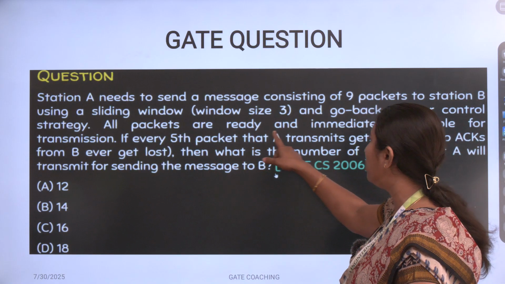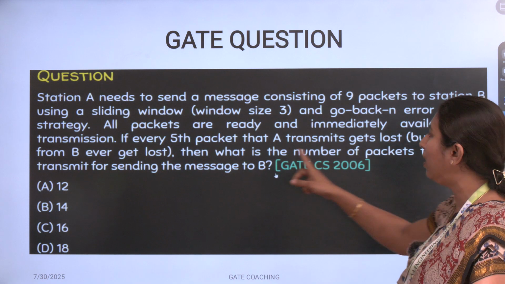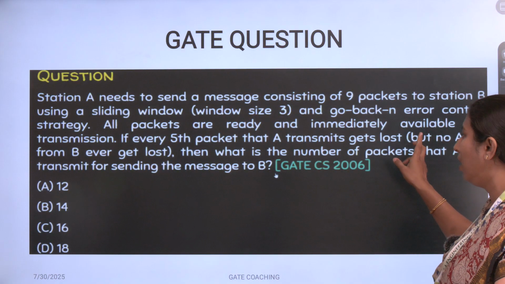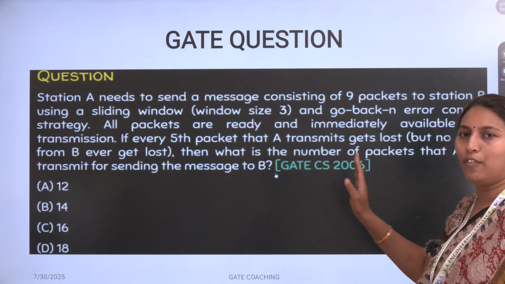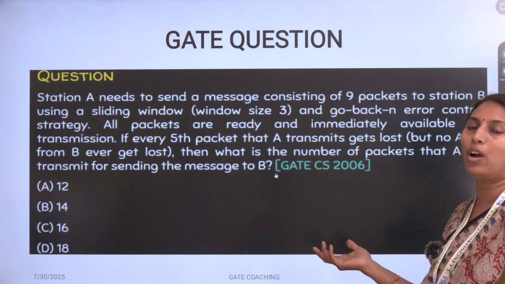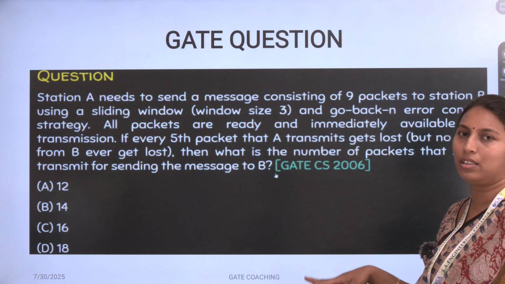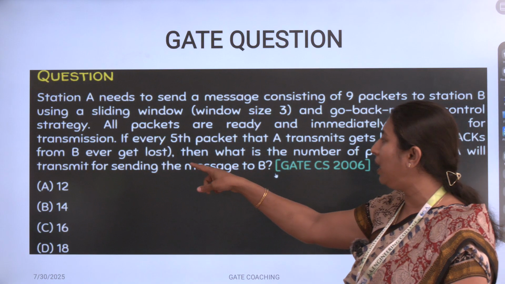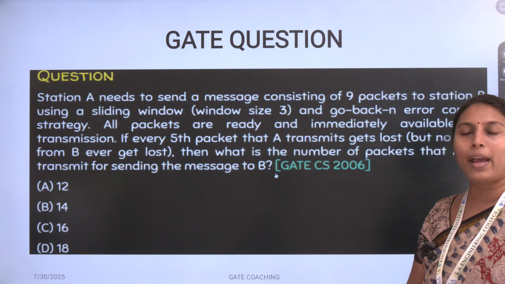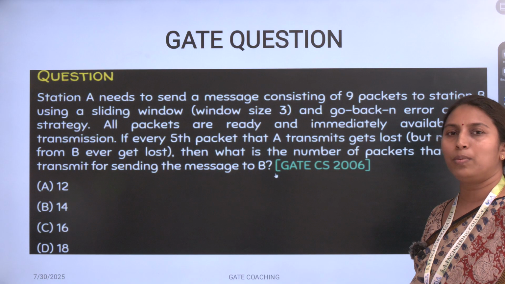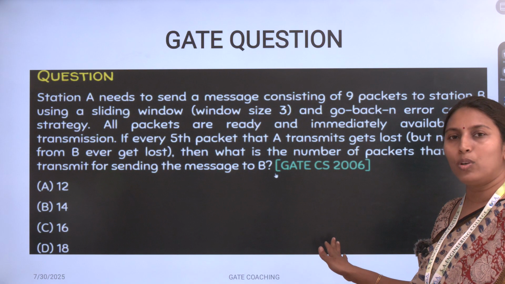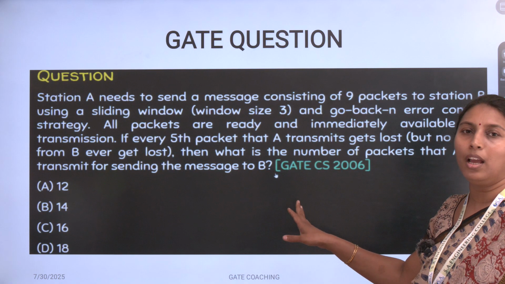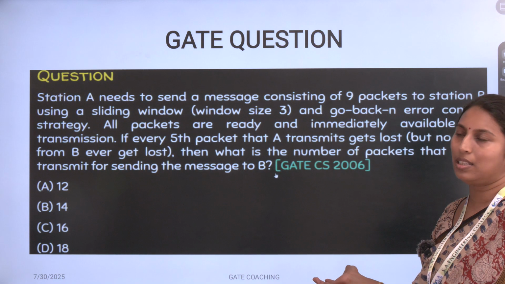Next, all the packets are ready and immediately available for transmission now. Every 5th packet that A transmits gets lost. A is transmitting each and every packet, and every 5th packet the sender sends is lost, as given in the question. But we should also know that no acknowledgement from B ever gets lost. Only the packet from sender to receiver is being lost, and they have given in the question that the acknowledgement for none of the packets, which is given by station B, is lost.